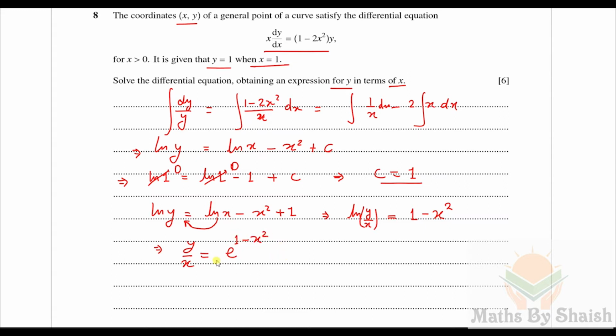So finally we will write y in terms of x, that is y is equal to x into e raised to the power 1 minus x square, and that is the solution of it. So I hope it is clear. Let's do the next question.